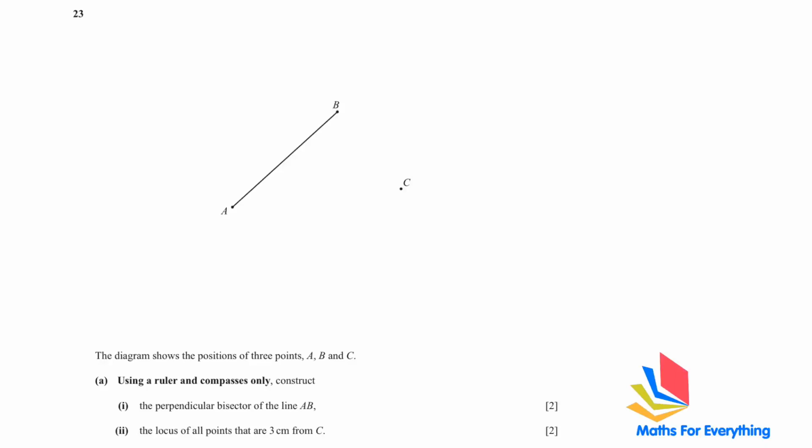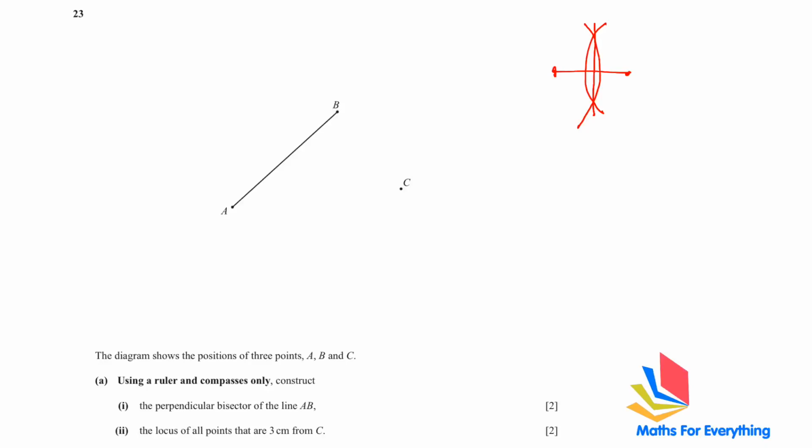Question number 23. The diagram shows the positions of 3 points A, B and C. Using a ruler and compass only, construct the perpendicular bisector of the line AB. When you are constructing the perpendicular bisector of a line, any line, suppose this is your line, from this point, make an arc like that, and from this point, with the same compass length, cut this arc, and the middle you join together, and that is your perpendicular bisector.